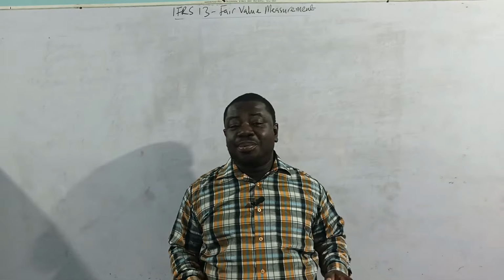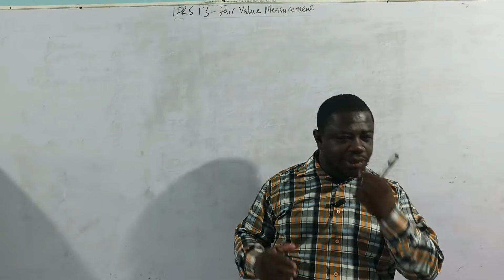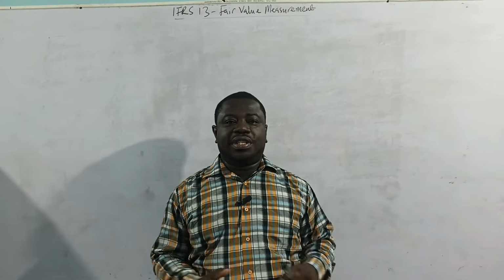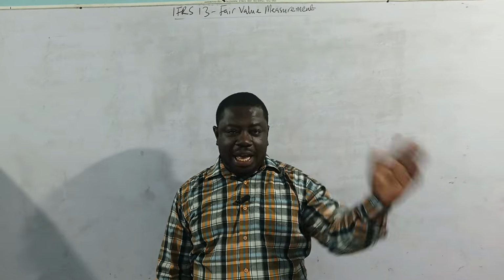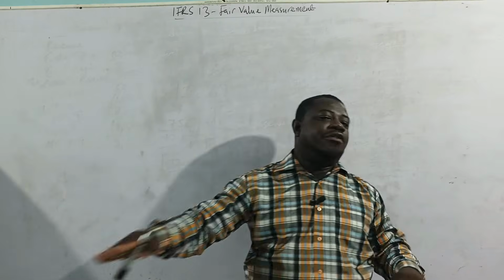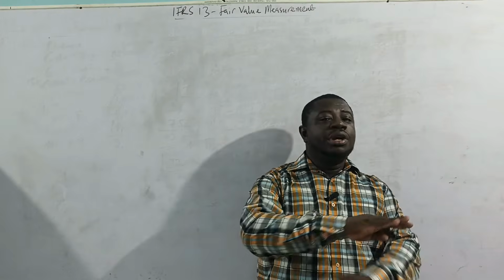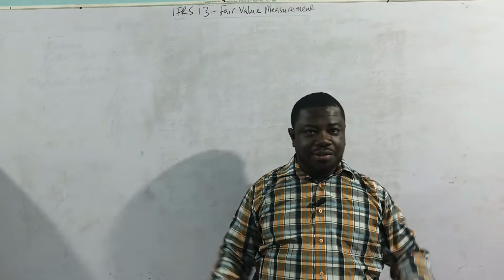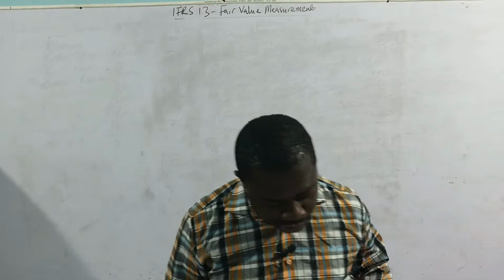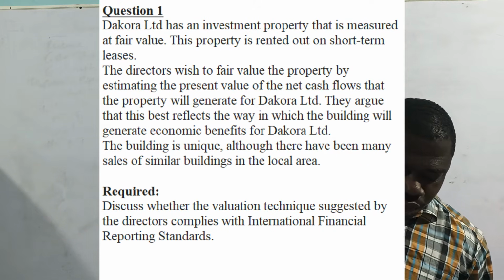Now, this is a very simple but tricky question. We are testing our knowledge on the levels of input. Remember that we have said that to value any asset or liability, you need to give preference to level 1 input. When level 1 inputs are not available, then you move to level 2 input. When level 2 inputs are not available, then you consider level 3. Going back to the question, we are told that Dakra has an investment property that is measured at fair value. This property is rented out on short-term leases.